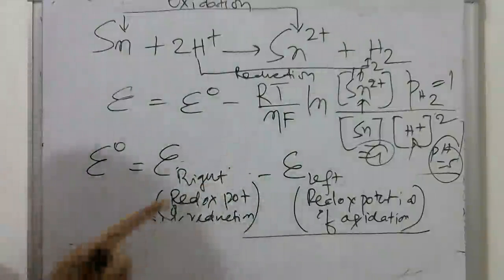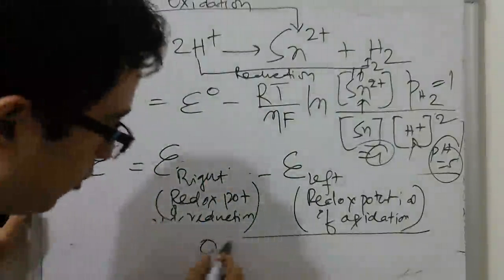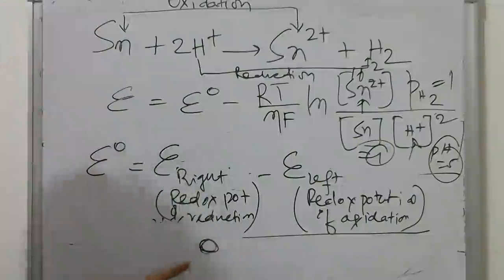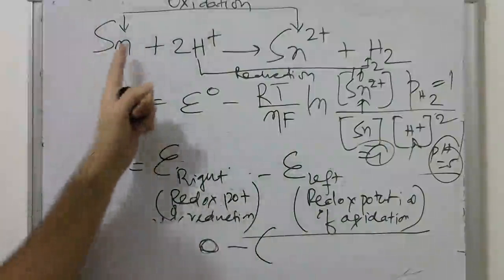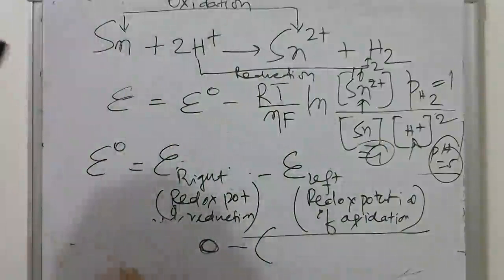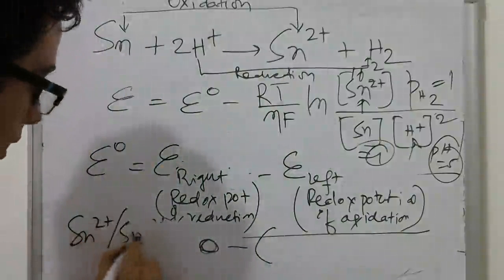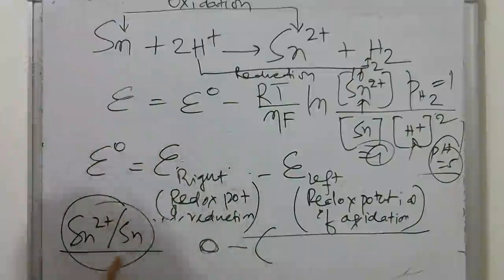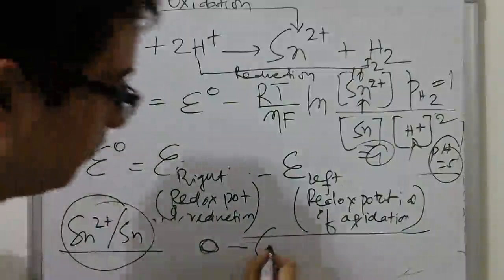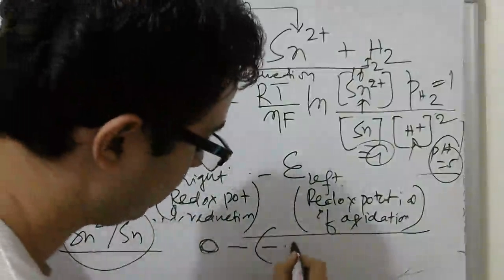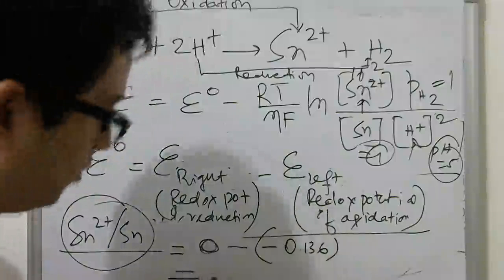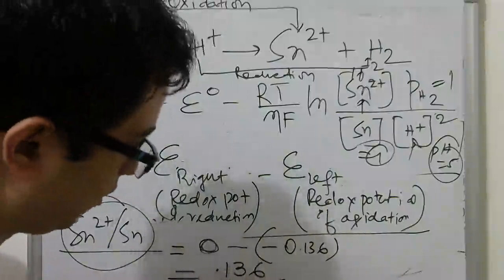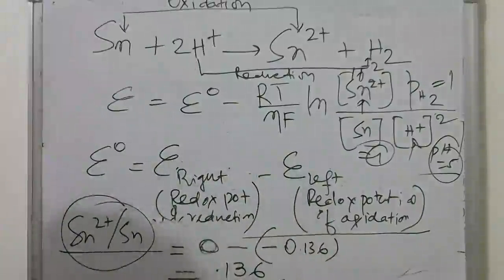For hydrogen reduction, we know from SHE it is 0 because everything is measured in terms of hydrogen, minus this value for Sn to Sn2+, or let's say Sn2+ to Sn. This redox potential is given as minus 0.136, right? So it becomes 0.136. I hope it's visible, right? 0.136. This is very important.